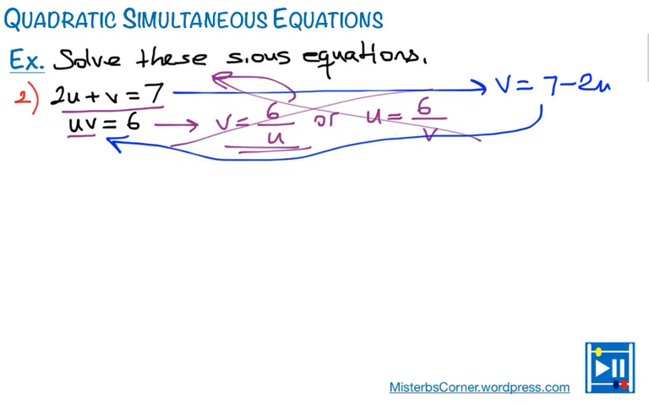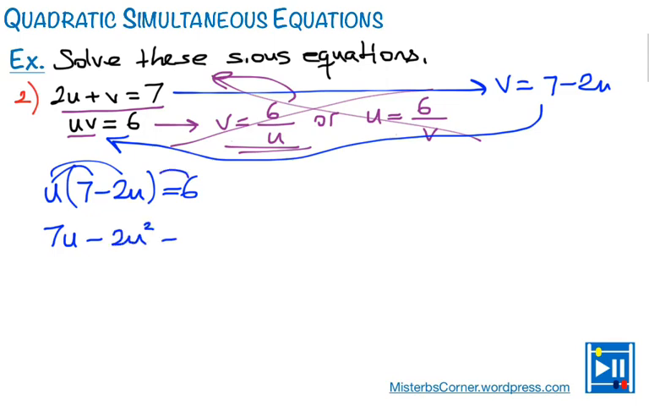So you're going to end up with u times 7 minus 2u instead of v equals 6. Initially you might think, where is the quadratic equation? There you go. It is the product here which will give you the quadratic. So it's going to be 7u minus 2u squared, and you take 6 to the other side to make it a proper quadratic equation. Rearranging it with the signs all together, because I have to change the signs now, it's going to be 2u squared minus 7u plus 6 equals 0.